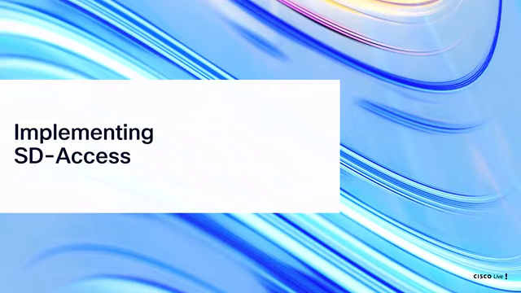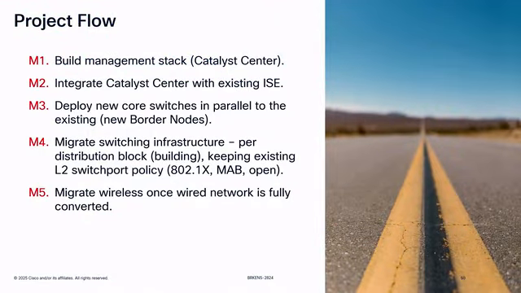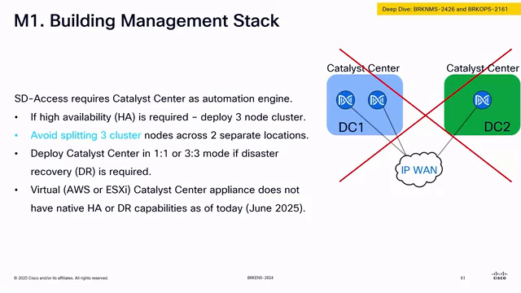The next step, implementation. There are a couple of gotchas there as well. So there are 5 milestones. I'm not going to go through them in detail because they will be covered in subsequent slides. But the first one is the building management stack. We still need to build Catalyst Center as the automation engine.